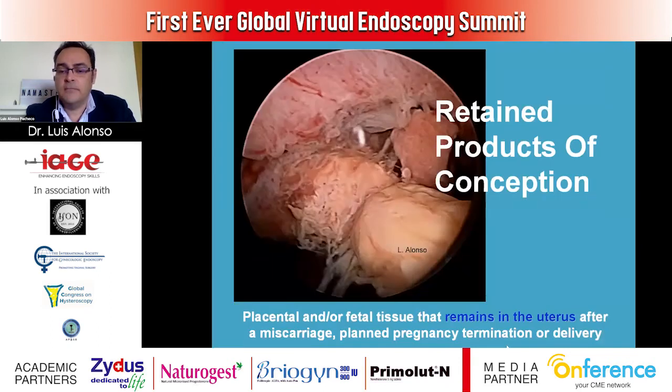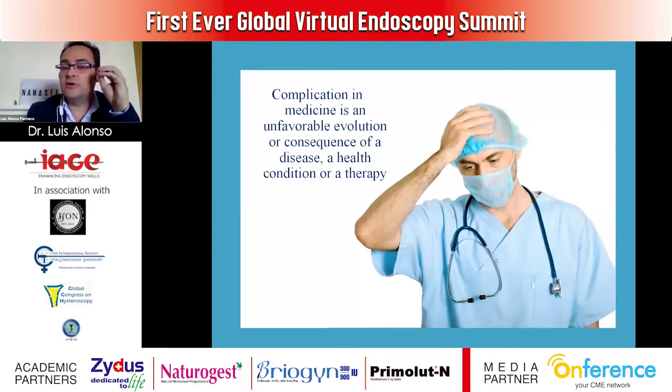So when we talk about retained products, we can focus on the definition: tissue that remains inside the uterus after a miscarriage, a planned pregnancy termination or delivery. On the other hand, we can see it as a complication. When there is some remnant inside the uterus, we have a complication, and we have to look for the best treatment for that patient to cause no more problems.